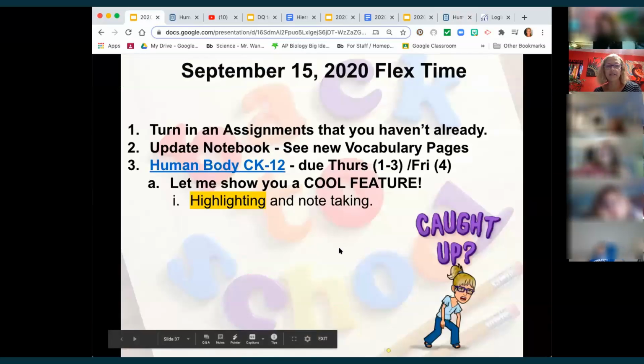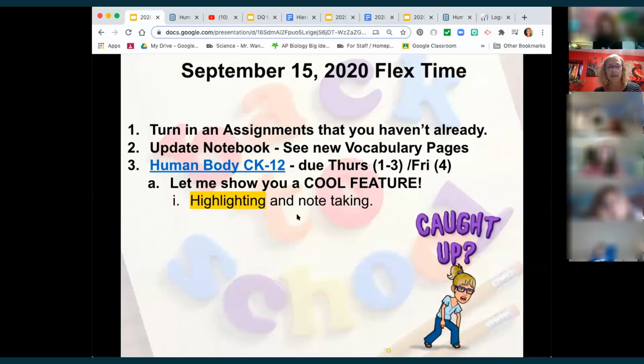So that's our list of things we need to do. You can always use your agenda as a checklist, right? Each day we say what we need to accomplish. So if you're not sure, go through that.